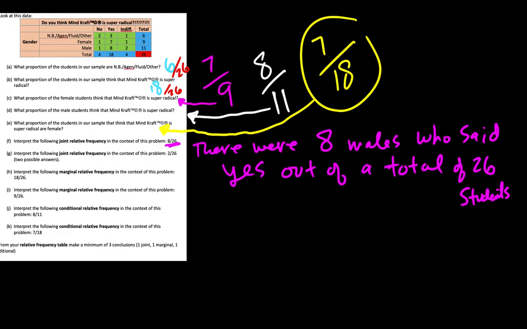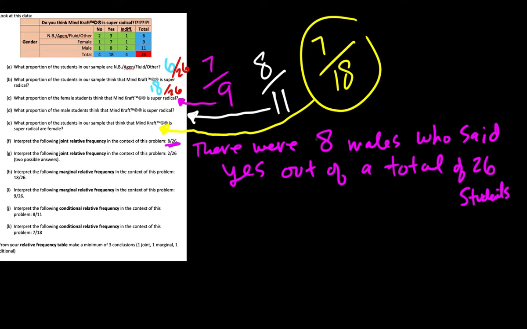Okay. Now, interpret the following joint relative frequency in the context of the problem. It's 2 out of 26. The only 2, we have 2 different places. So I'm just going to modify this statement. If we go with this 2 right here, I'm just going to say non-binary to make it a little bit easier to talk about. There were two non-binary people who said no to Minecraft out of the total of 26.